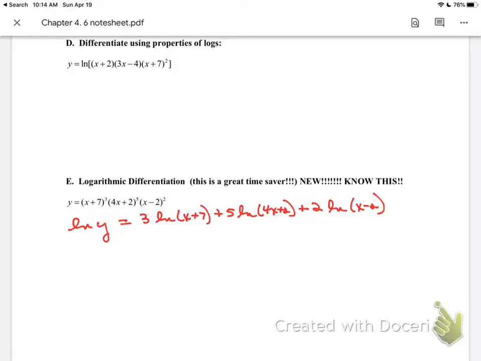You're going to take the derivative on both sides, and on the left side, you're not going to get y prime. You're going to get 1 over y times y prime. And just remember, our goal is to get y prime. So take the derivative of the first term. 3 comes along for the ride, over x plus 7 times the 1. That's the derivative of the x plus 7. I'm not going to write that. Plus 5 comes along for the ride. And then you have 4x plus 2 down here times the derivative of the 4x plus 2, which is 4. And then plus 2 comes along for the ride, over x minus 2, times the derivative of x minus 2, which is just 1.